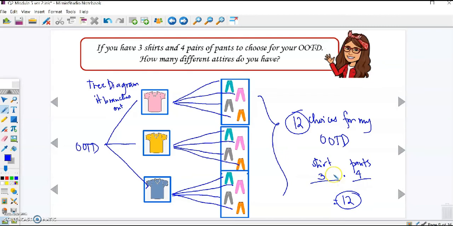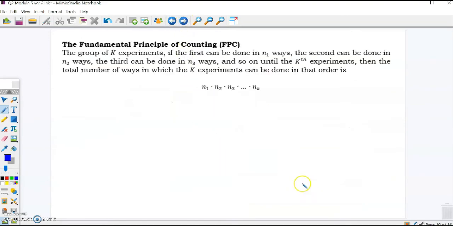So, if I have 3 shirts, I can pair it with 4 pants, then it's simply multiplication. That's why we arrive at what we call the fundamental principle of counting, or FPC. Let me define it for you.